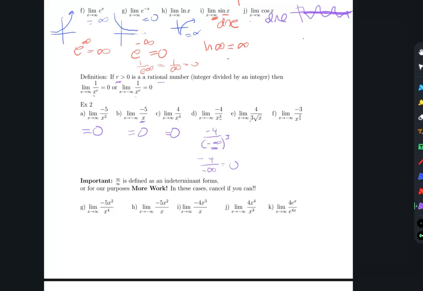Here I have 4/3 times 1 over root x. That's still going to give me 4 over infinity. That's 0. And this one here to the 2/3 power, even if it's negative, it doesn't matter. 2 means the power here, 2 means square it and then cube root it. And it's still positive, but it's still -3 over infinity. That's 0. So all of these cases fit this.